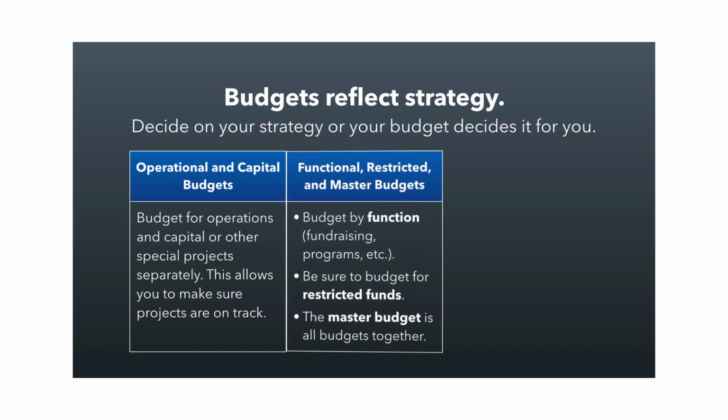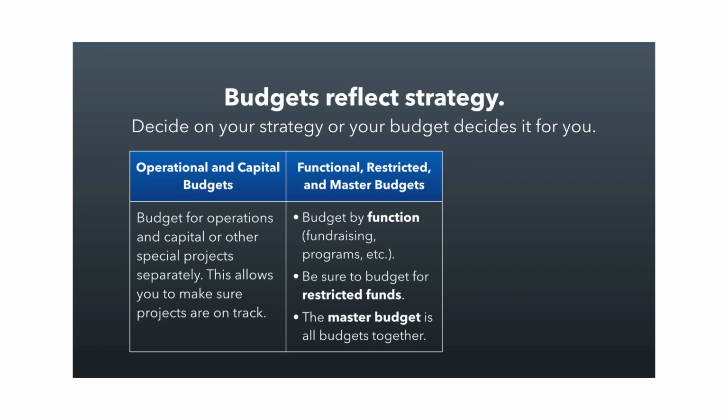Another way that budgets are divided is by function and also by restricted funds. So functional budgets are budgets broken up by department, is another way to think about that, meaning all your fundraising activities have a budget for them. Your programs have a budget. Anything else that has a functional purpose within your organization, you budget for separately.